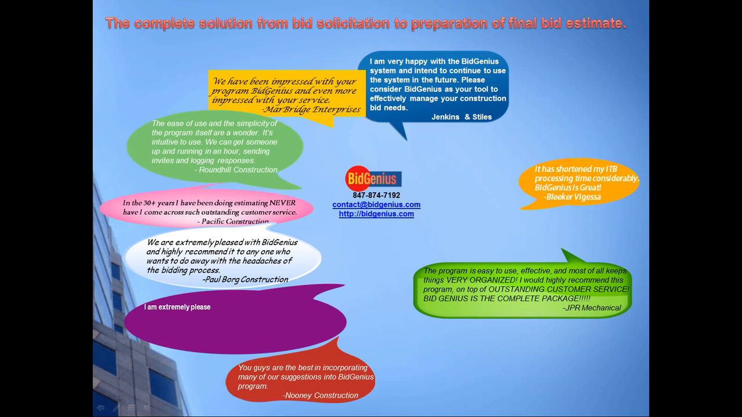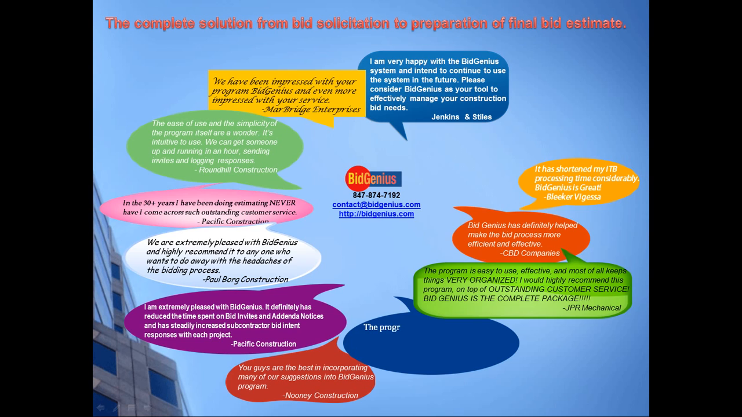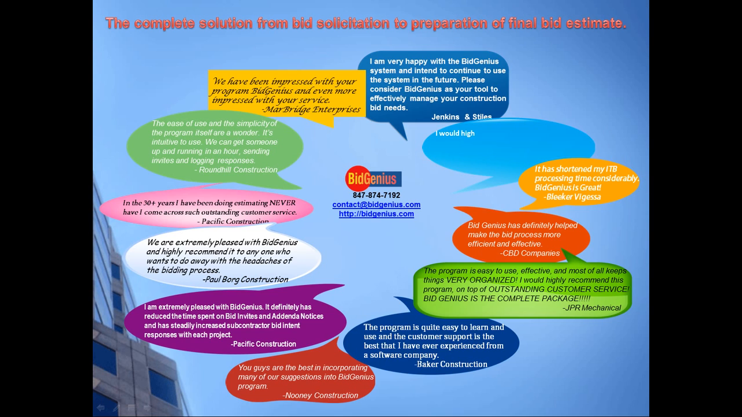The estimator at Pacific Construction says, "I am extremely pleased with BidGenius. It definitely has reduced the time spent on bid invites and addenda notices, and has steadily increased subcontractor bid intent responses with each project. BidGenius has definitely helped make the bid process more efficient and effective," feels CBD Companies. Baker Construction appreciates the program as well as the customer service. "The program is quite easy to learn and use, and the customer support is the best that I have ever experienced from a software company. I would highly recommend BidGenius to any company that would like to streamline the bidding process and save both time and money while tracking bid results."